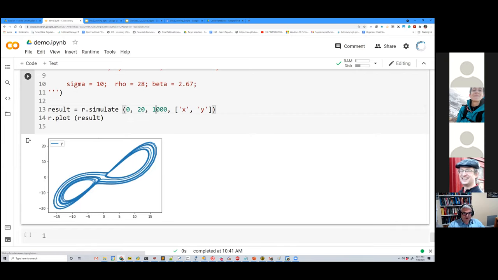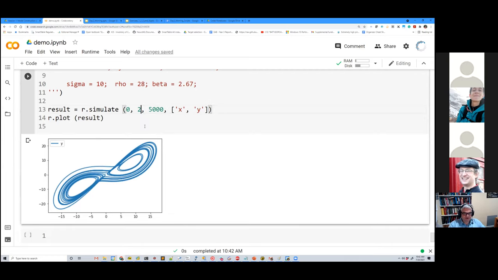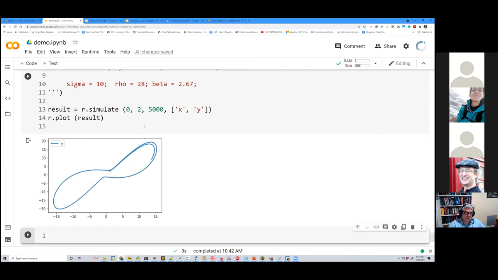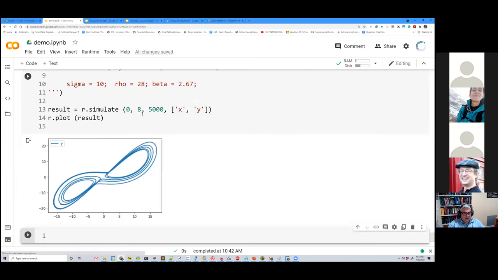I don't have enough points there, so let me put in more points. You can see some of the jaggy edges. So that's much, much smoother. In fact, let me drop it down a bit, perhaps it's a bit too much. So this is a special trajectory. It's actually a projection of a 3D plot.